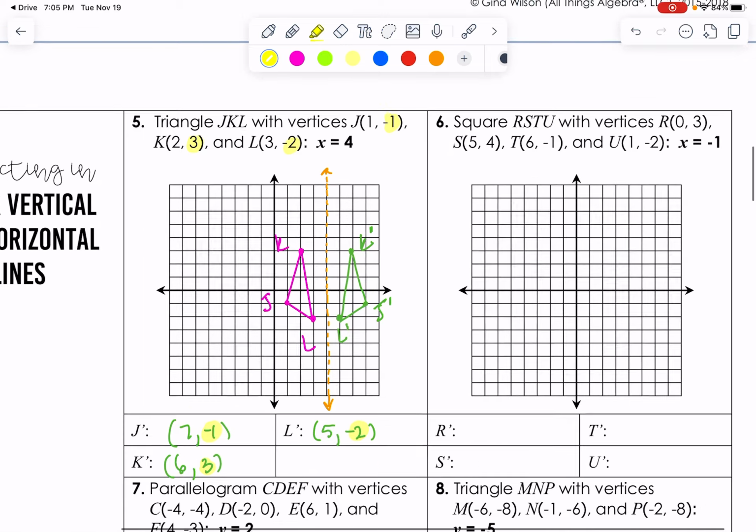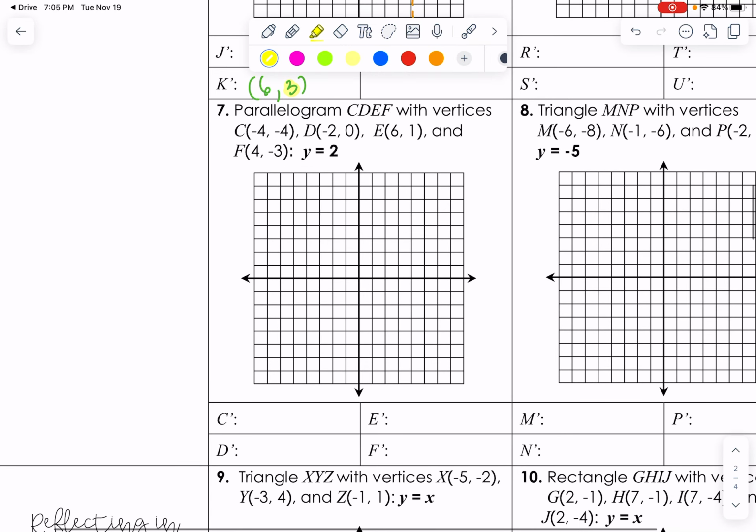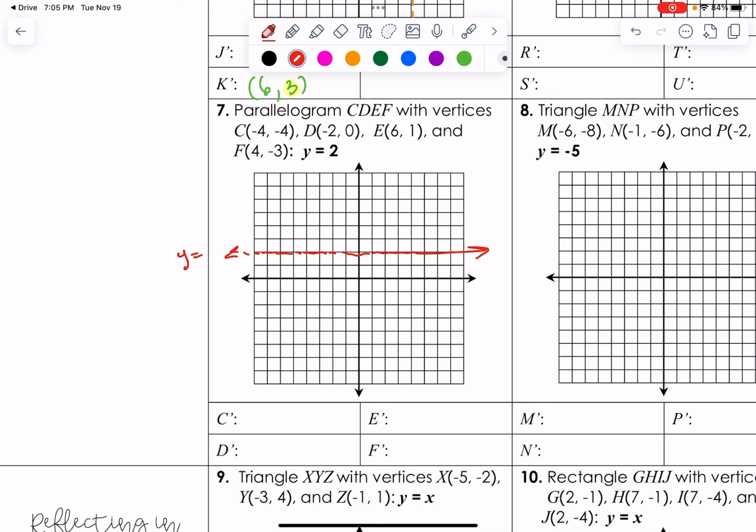So I can do the next one because that's also an x equals line. Now let's go look at a y equals line. So y equals 2. To get to this line, go up 2. So that's y equals 2, and that's where my reflection is. So I'm going to do -4, 4, that's C.